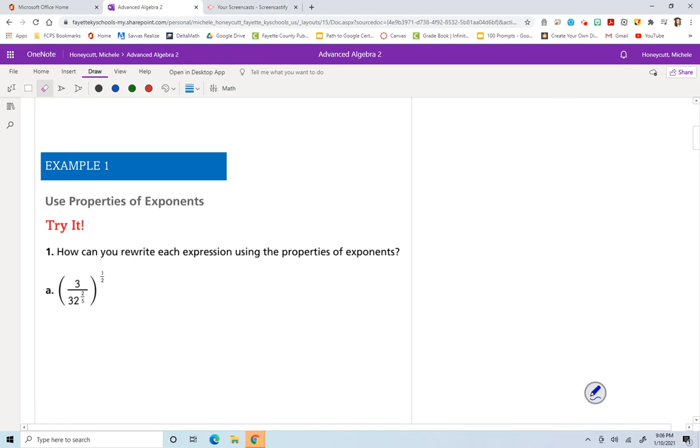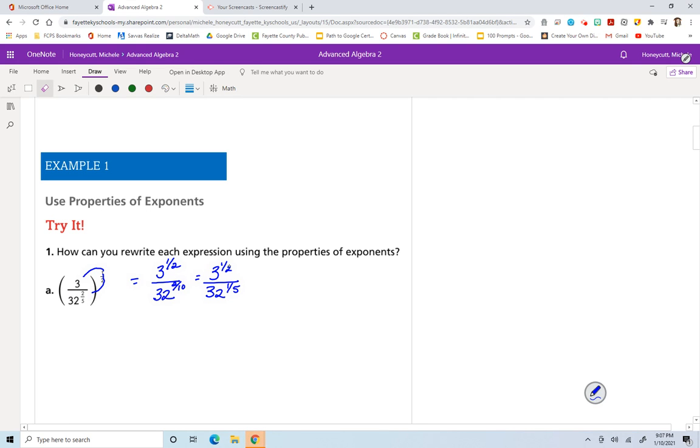All right, so that means that this 1/2 will distribute to both parts. So this is equal to 3 to the 1/2 over 32, and I'll multiply 1/2 times 2/5. 1 times 2 is 2. 5 times 2 is 10. So this is 3 to the 1/2 over 32 to the 1/5.